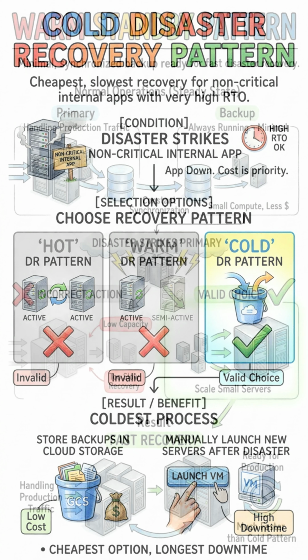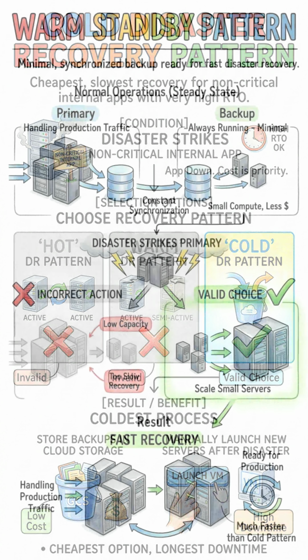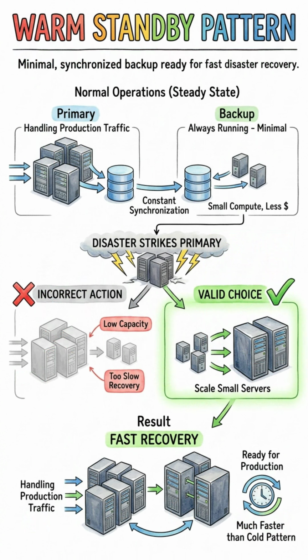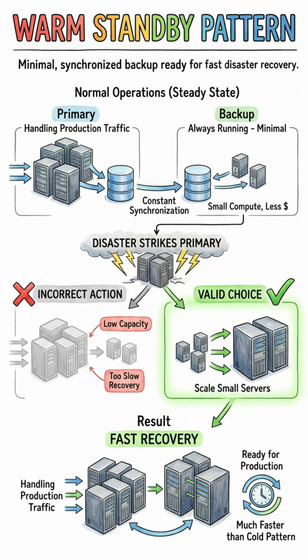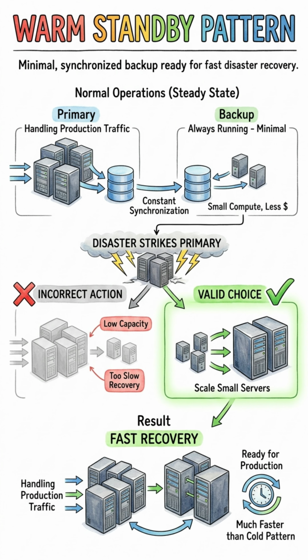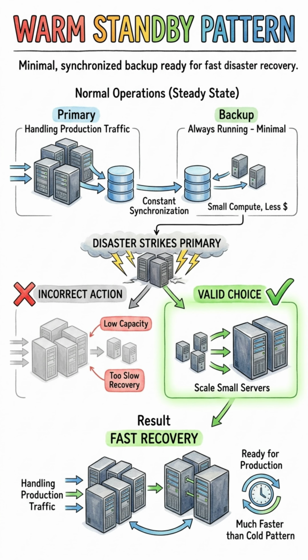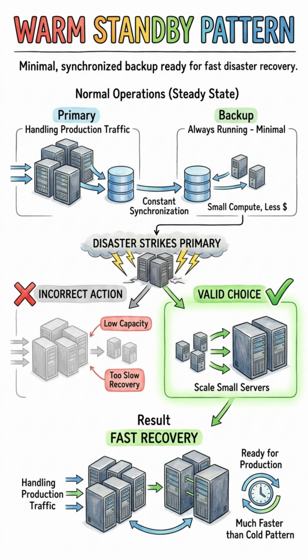The warm standby pattern offers a balanced approach by keeping a minimal version of your application running at all times in a backup region. The database is constantly synchronized, but the compute servers are kept small to save money. If a disaster occurs, you simply scale up those small servers to handle full production traffic, resulting in a much faster recovery time than the cold pattern.